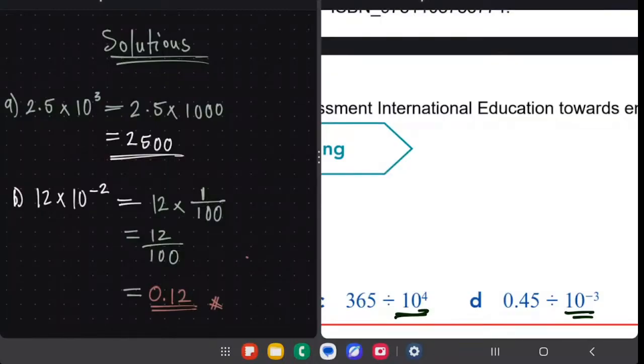Have you seen it? You multiply by 1000, you move the comma to the right. How many times? 3 times, because there are 3 zeros. Here you move the comma to the left because you are dividing. How many times? 2 times.